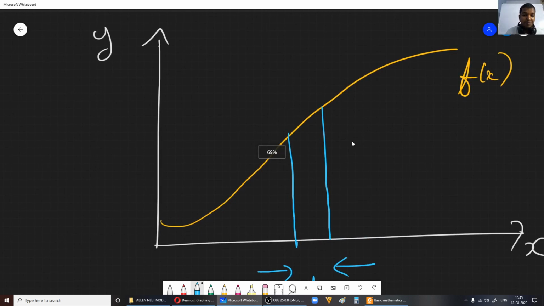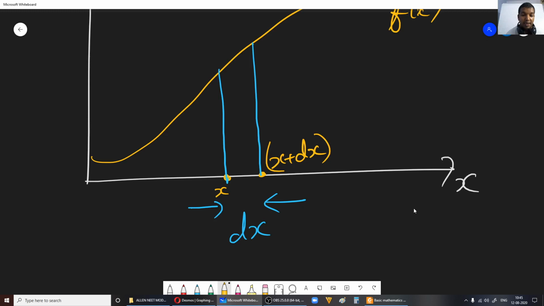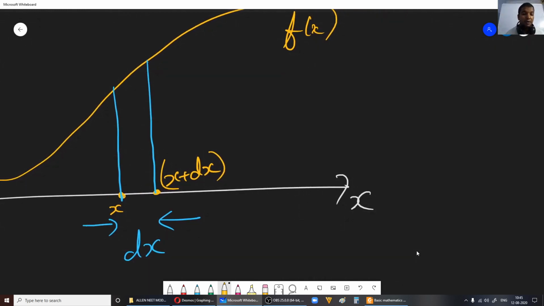Now, you can say the whole idea about this integration and the area under the curve, I will tell you in a very simple way, so you can remember. So you can say this is x. Now this point is x plus dx. Delta x tends to 0, and delta x tending to 0 is what we call dx.